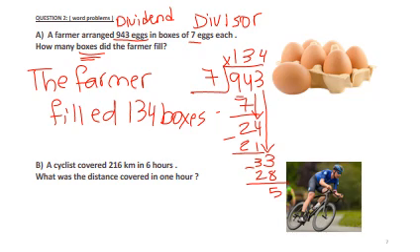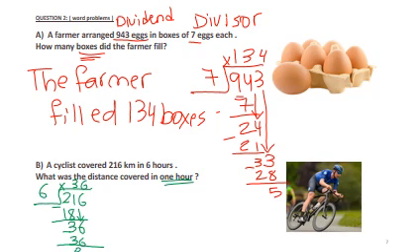A cyclist covered 216 kilometers in 6 hours. What was the distance covered in 1 hour? So I need to divide 216 by 6. Let us do it. It's 216 by 6. So I'm going to take the 21 because 2 is less than 6. So it's 6 times 3, 18. 21 minus 18, do it mentally. It's 3. And now we bring down the 6, we have 36. 36 divided by 6, it's 6. And the remainder is 0.